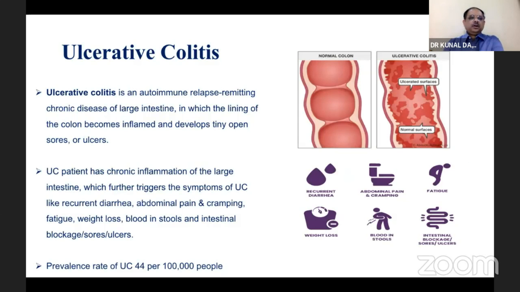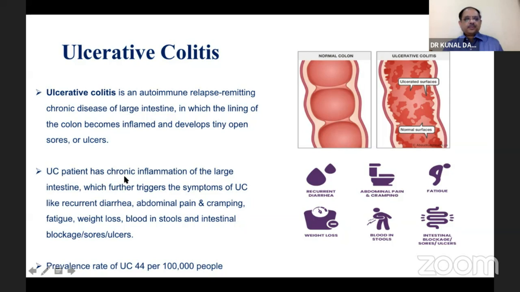So, as we know, ulcerative colitis is an autoimmune, relapsing, remitting chronic disease of the large intestine, in which the lining of the colon becomes inflamed and develops tiny sores or ulcers. This is the normal colon, and this is the ulcerative colitis colon, where the surfaces become ulcerated. In between, normal surfaces are also present.